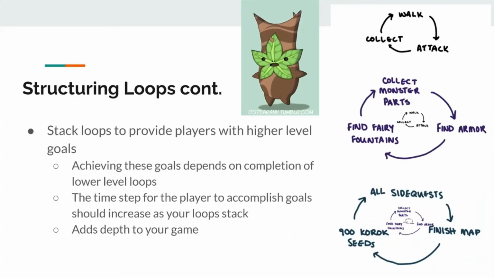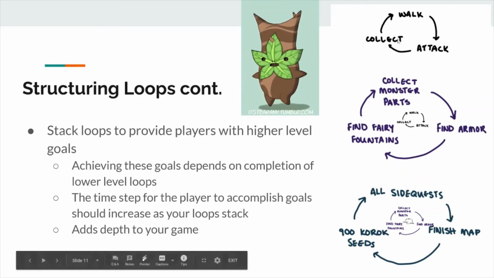So continuing on how you build your loops, the figure on the right is a good representation of how higher level loops build off of lower level loops. It uses Breath of the Wild as an example. As we talked about before, the core loop of Breath of the Wild is at the top, right here, where you walk around, attack, and collect items.